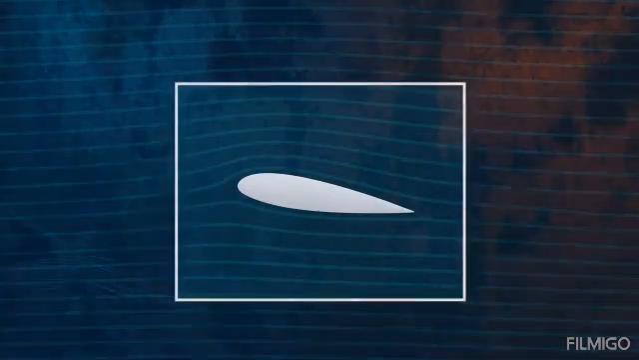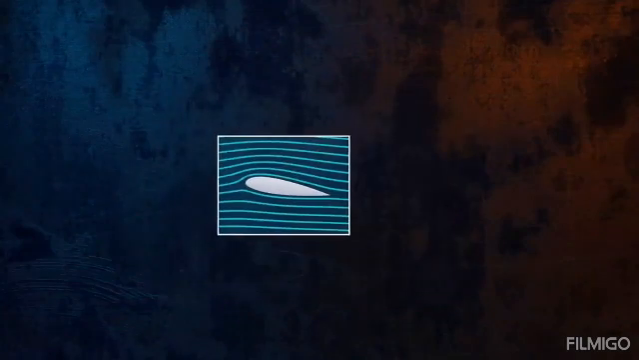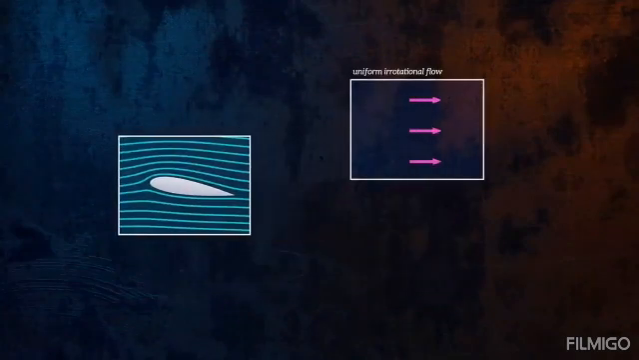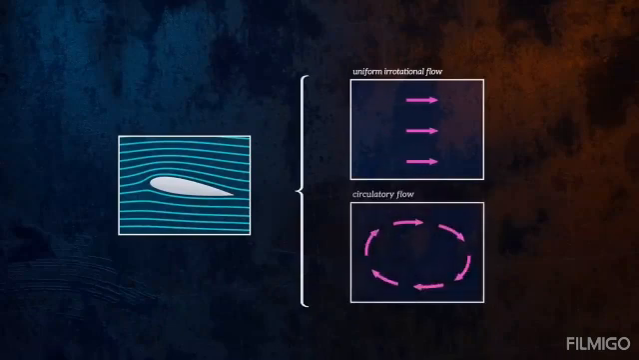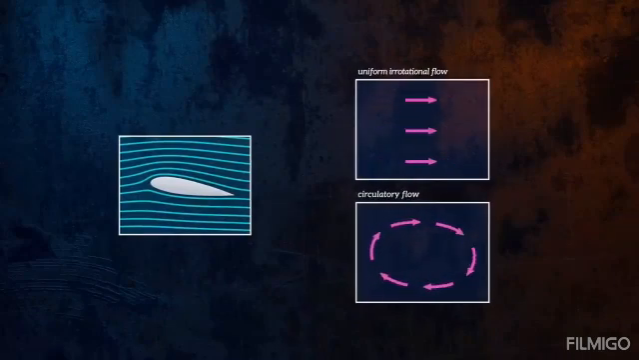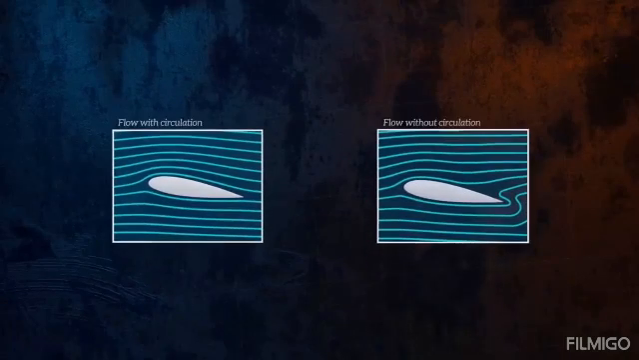The flow around an airfoil can be thought of as the superposition of idealized uniform irrotational flow and circulatory flow. Without circulation, the flow around the airfoil would look like this. This is clearly non-physical, since the fluid can't turn such a sharp corner at the trailing edge, and so the airfoil must be generating some circulation.